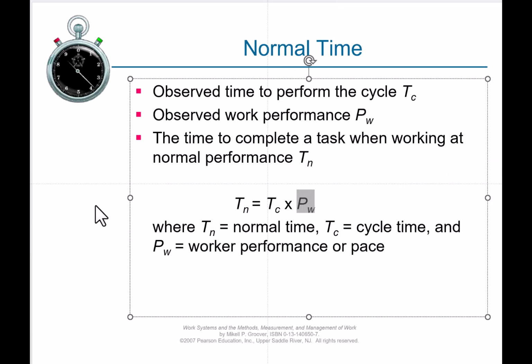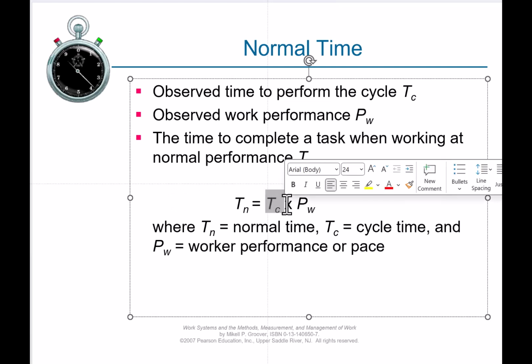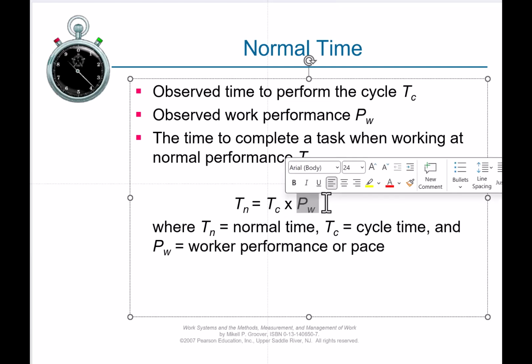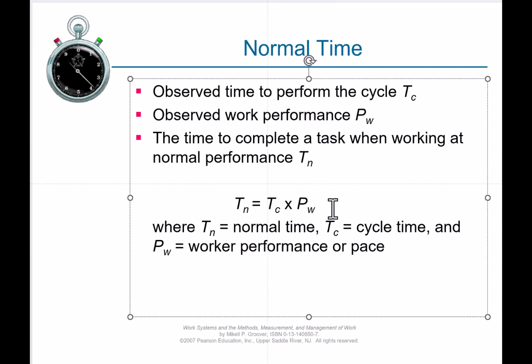So what does that mean? Let's say you're observing an operator that is working and it takes 10 seconds, but the performance is really 90%. They went a bit slow. So the normal time, I'm going to put a formula here, is 10 seconds times 0.90, which is 90% of their efficiency. That means it should not take 10 seconds to do the operation. It should take about 9 seconds.